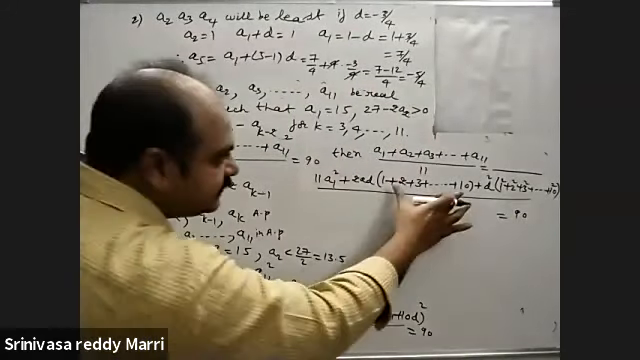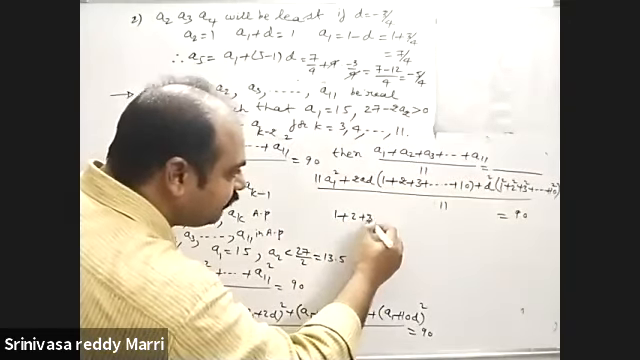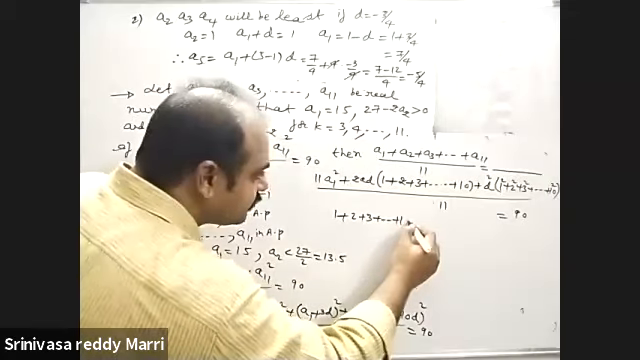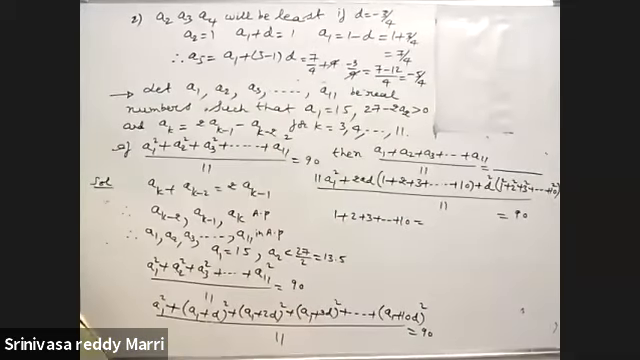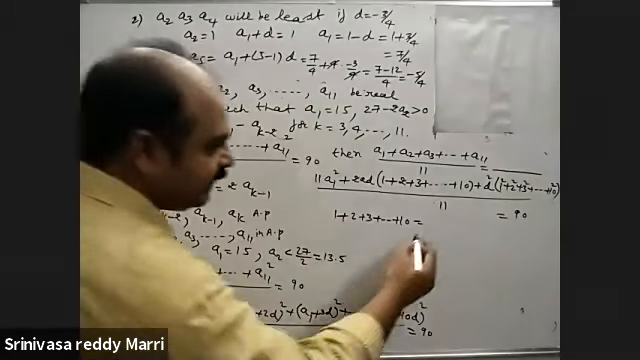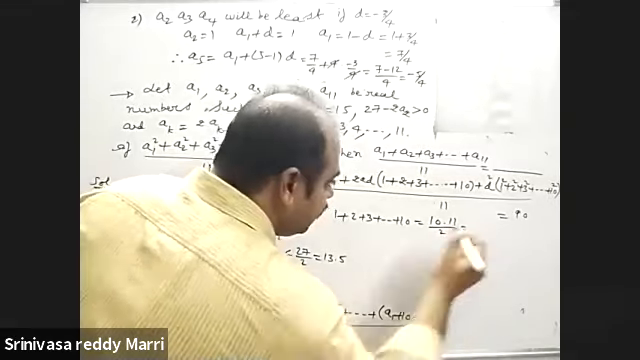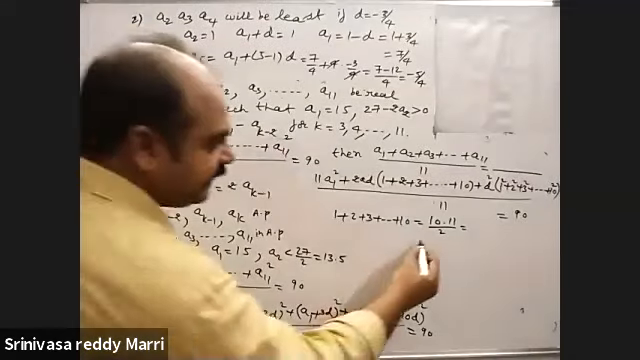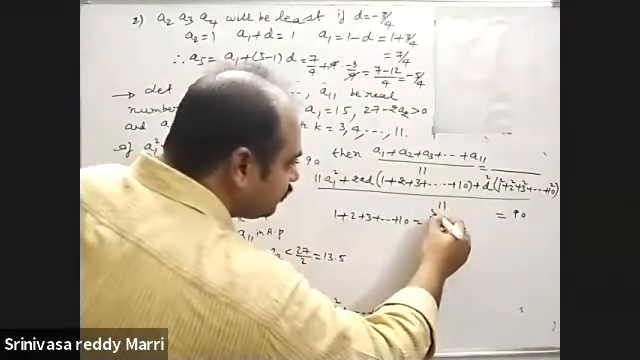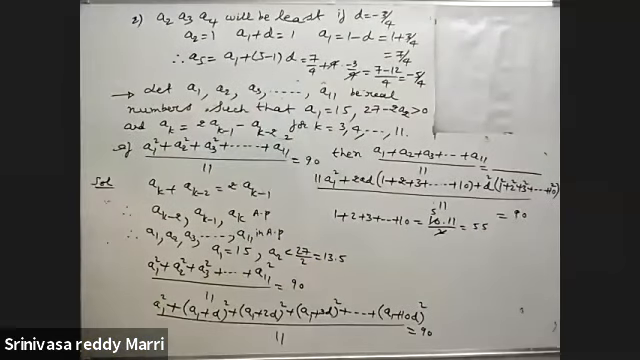Now look at this, you know the sum of the first 10 natural numbers, 1 plus 2 plus 3 and so on up to n. Everybody knows, n into (n plus 1) by 2. This comes out to be 55. So this value is nothing but 55.